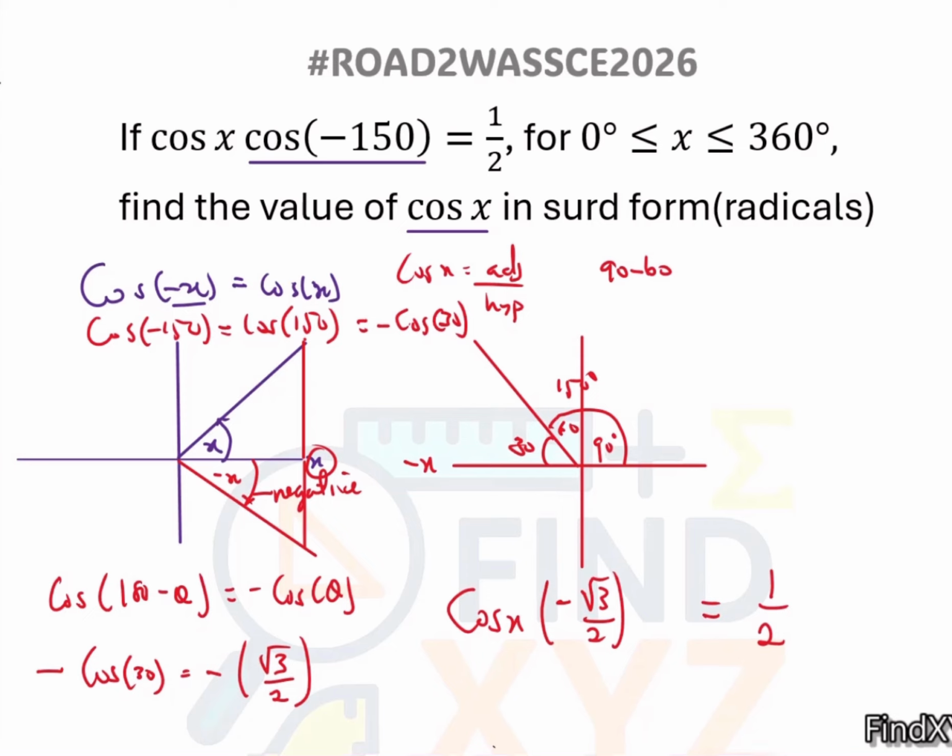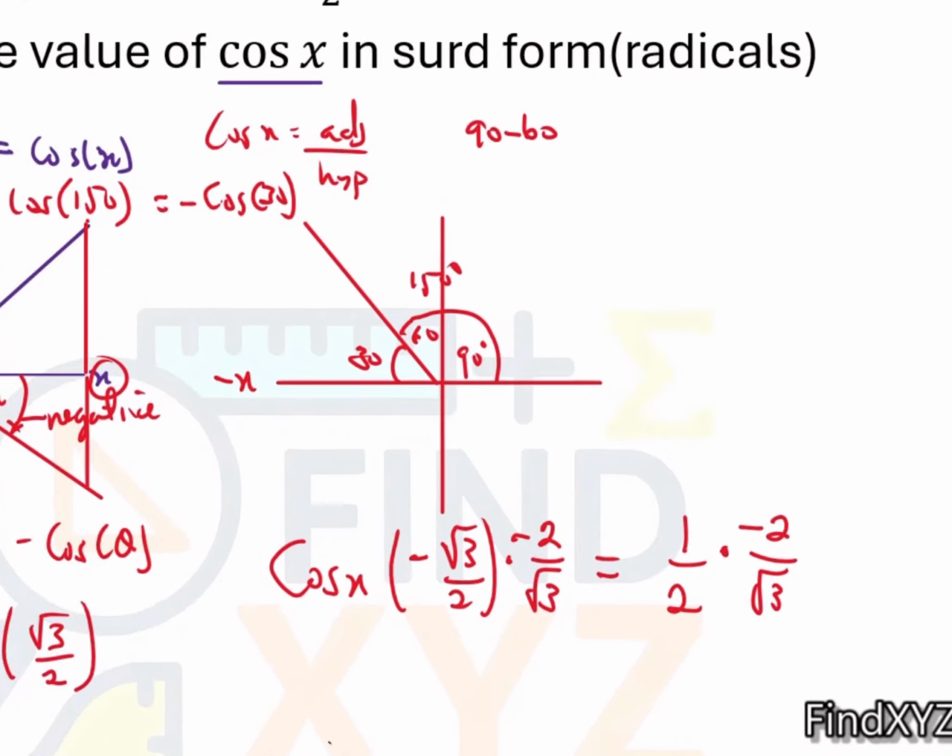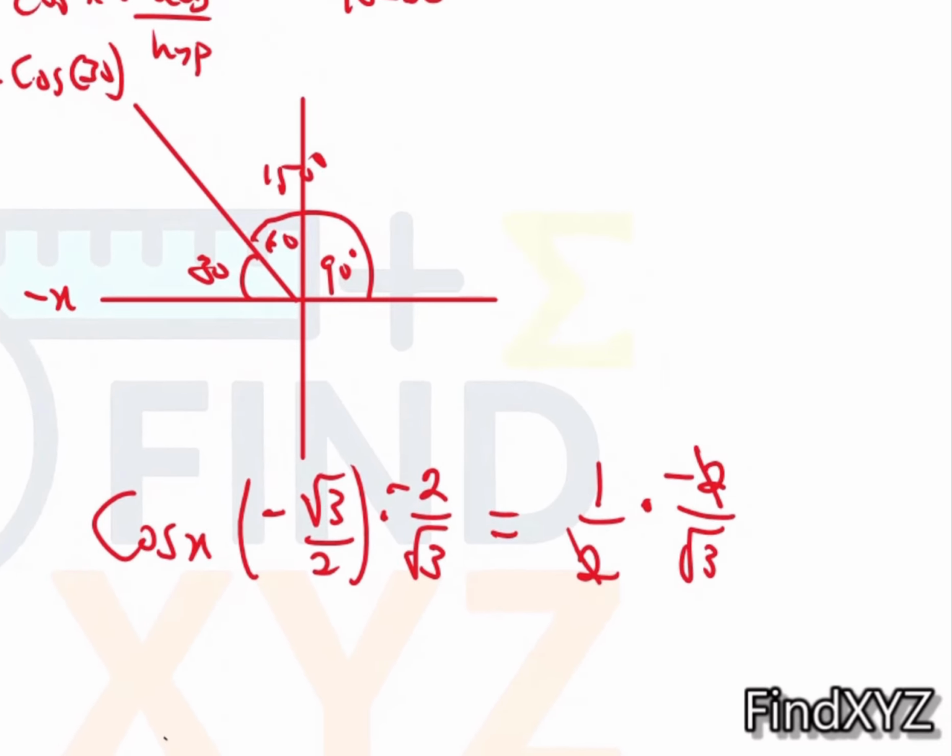Now, because we are looking for cos x, we have to eliminate this fraction. How can we eliminate it? We can apply the inverse. So what is the inverse of negative root 3 over 2? That will give us negative 2 over root 3. Then we'll do the same thing to the right hand side, which is negative 2 over root 3. Then 2 will divide 2, but a number and its inverse will give us an identity element. The identity element in multiplication is 1. So root 3 divides root 3, negative multiplying negative will give us positive, 2 divides 2. So we are left with 1. So what is cos x? Cos x is negative 1 over root 3.